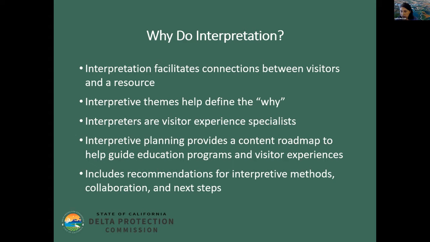It also includes recommendations for collaboration. One of the things about the Delta is that it's this huge landscape, and so it's going to make recommendations for how people can partner and collaborate with each other. And then also, into the future, the management plan should last. I don't know about this Delta plan, but state park plans, general plans, management plans usually last 15 to 20 years. So it's a long range plan. Any questions about what interpretation is?